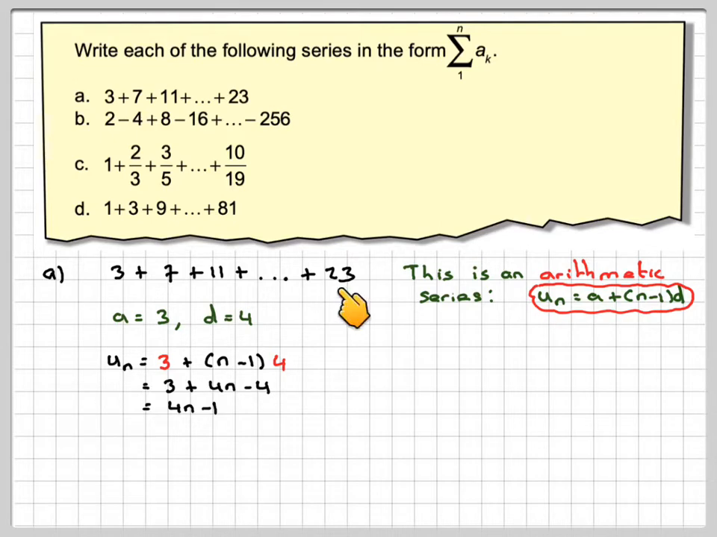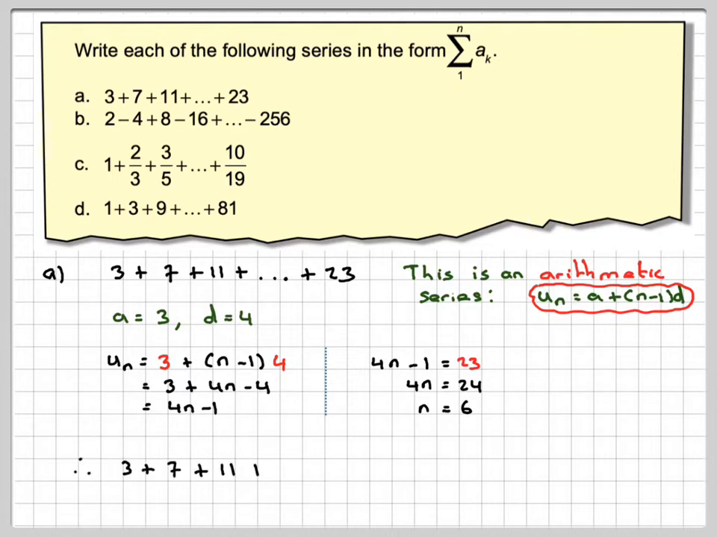Now we want to find what this term number is. We could write them all out and just work it out manually, but algebraically we need to just put 4n minus 1 equal to 23. It means that 4n is equal to 24. Solving this, we get that n is equal to 6.